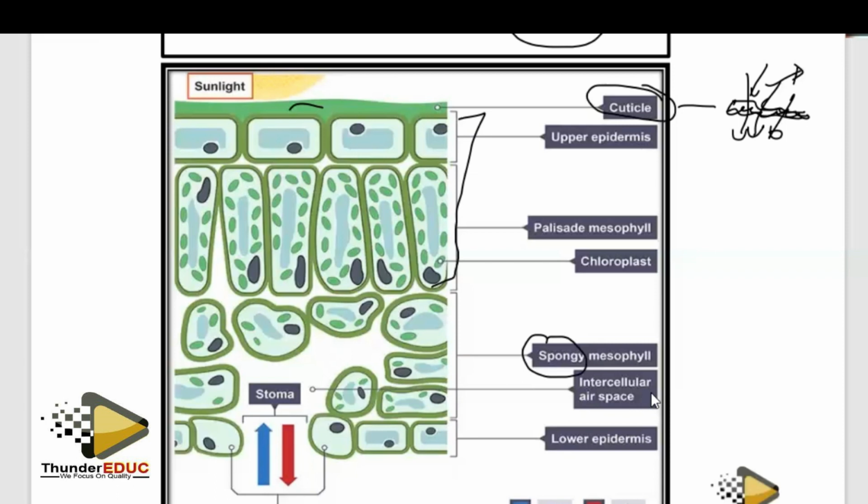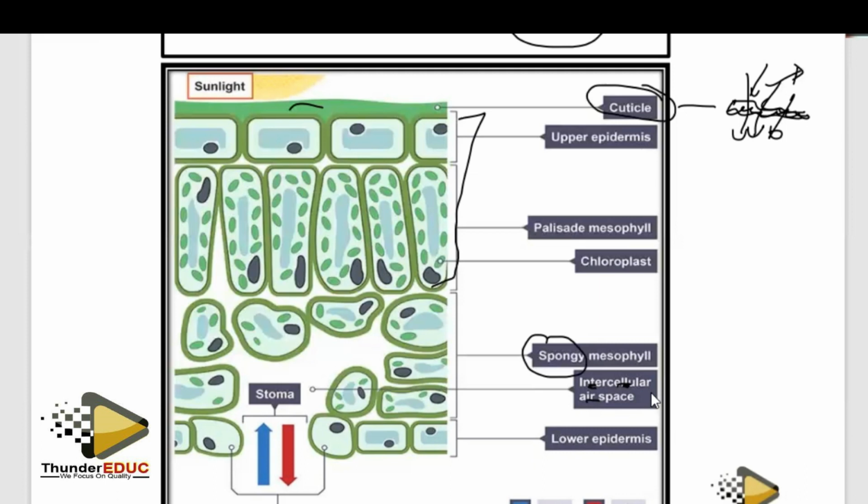The upper part of the leaf is where you find the palisade mesophyll, which faces the sun, while the lower part of the leaf is where you find the spongy mesophyll, so that maximum air can be trapped. Hence, we say that the spongy mesophyll has the intercellular air spaces. Inter means in between, cellular, the cells. Air spaces, the spaces in between the cells.